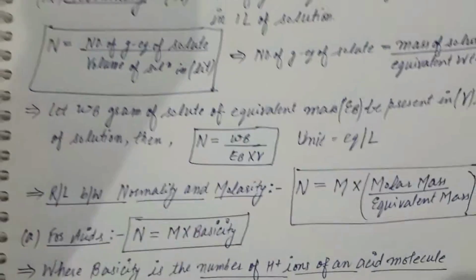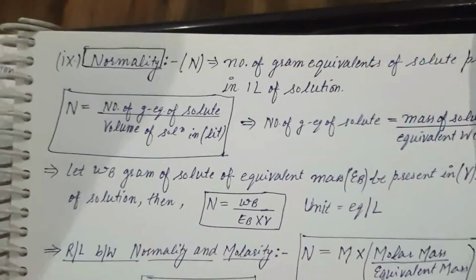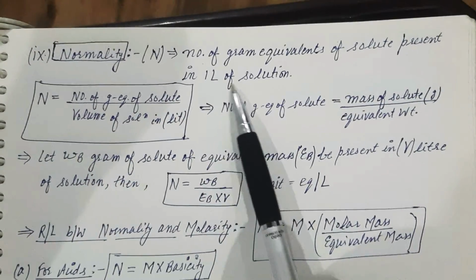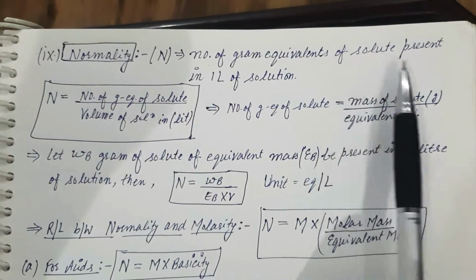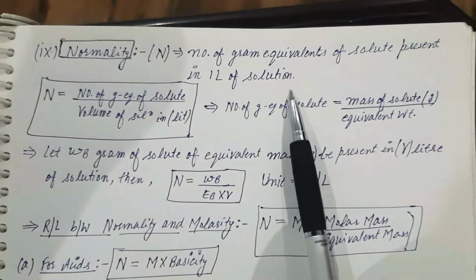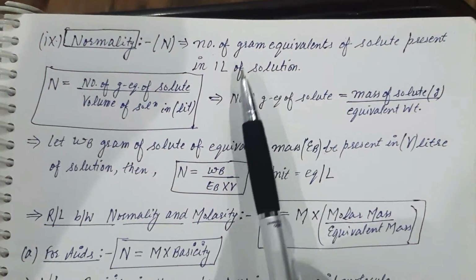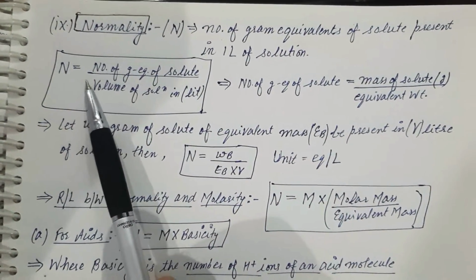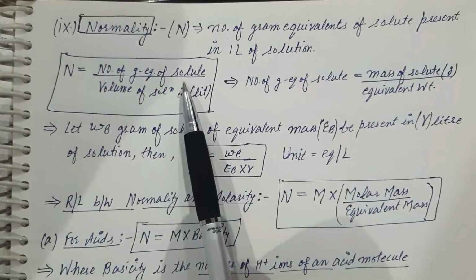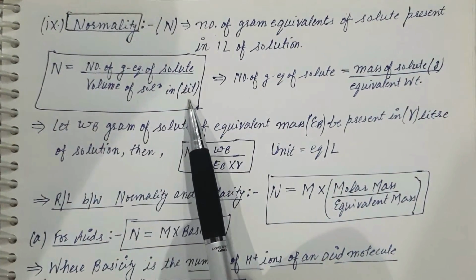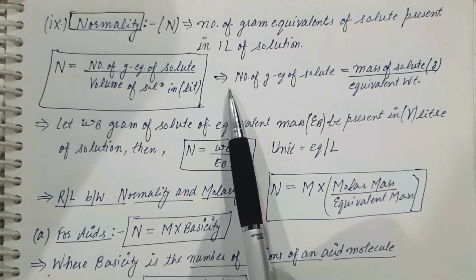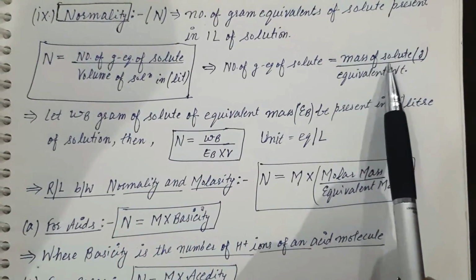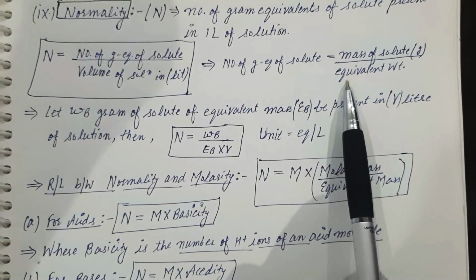Next expression is normality, denoted by capital N, and it may be defined as the number of gram equivalents of solute present in 1 liter of solution. The special thing in this case is that the number of gram equivalents is taken, and the formula will be N is equal to the number of gram equivalents of solute upon volume of solution in liter. And how can you calculate the number of gram equivalents of solute? It is equal to the mass of solute in gram upon its equivalent weight.